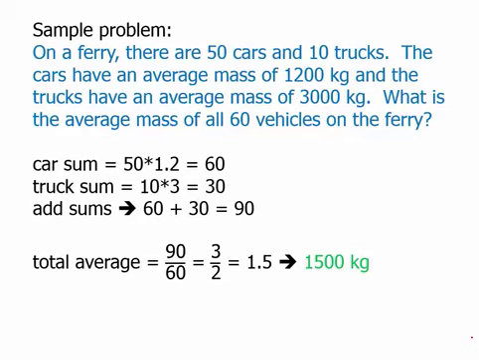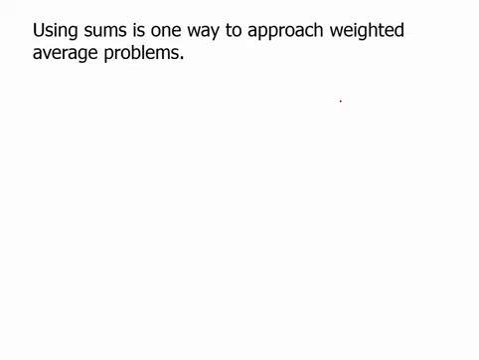And notice, incidentally, first of all, that average is between these two numbers. It would have to be between those two numbers. And in fact, it's a little closer to cars because there are more cars. So that kind of makes sense. If you find the average of two groups and the number you get is not between them, then you probably have done something wrong. The weighted average always has to be between the averages of the two groups, or somewhere in the middle if it's three or more groups. So using sums is one way to approach weighted average problems.